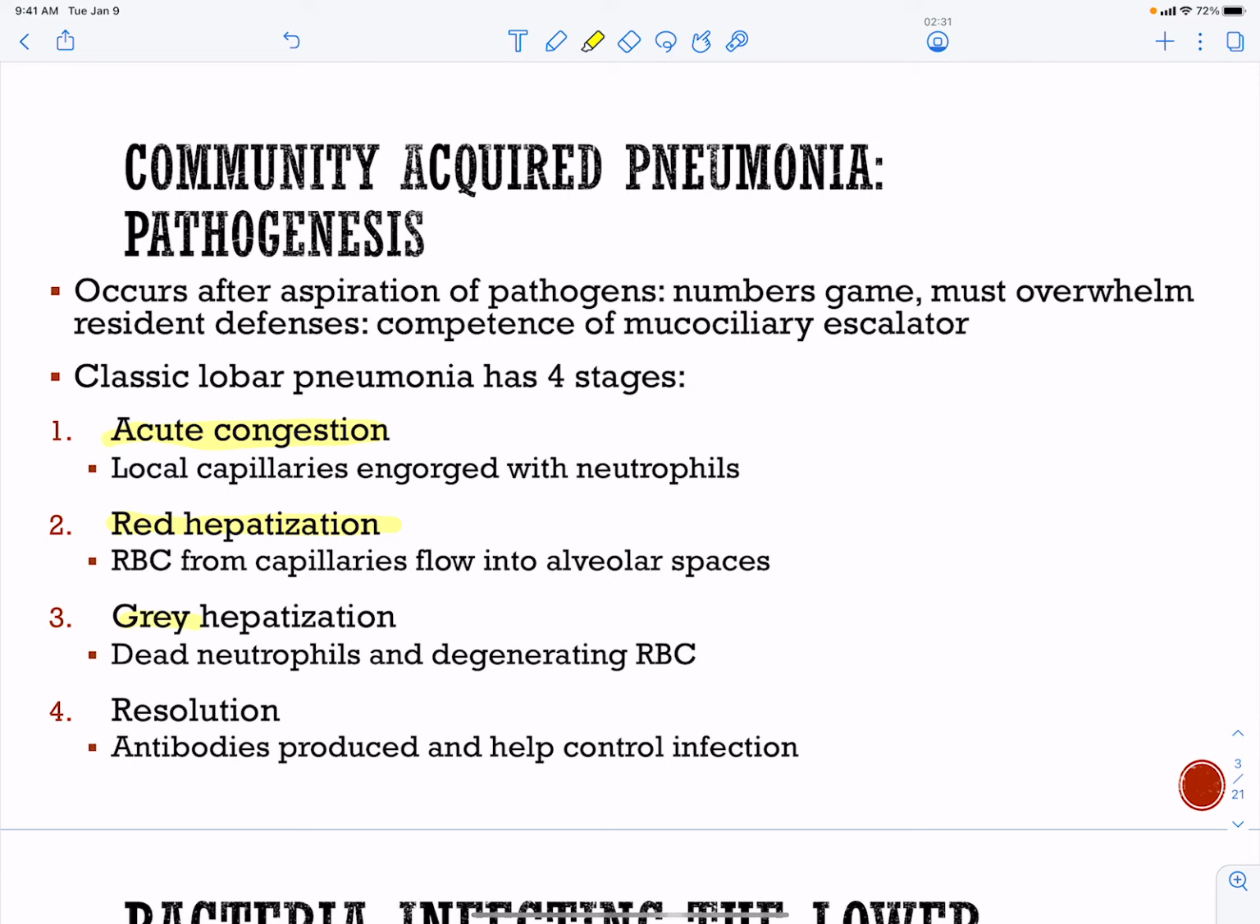Then you have gray hepatization, which is basically the same thing that happens everywhere in your body when you have neutrophils: you get pus. And the mixture of the pus and the red gives you sort of this gray color. And so these are neutrophils that are dying. They're trying to control the infection, but they are themselves dying as well. And then hopefully you have resolution, and so eventually other components of the immune system will kick in, and you will be able to control the infection.